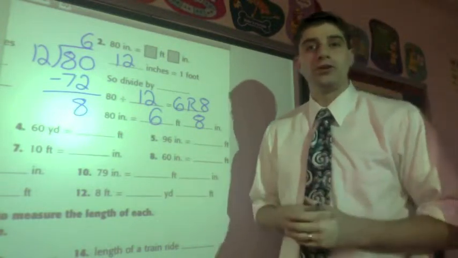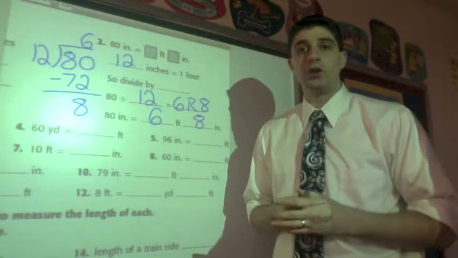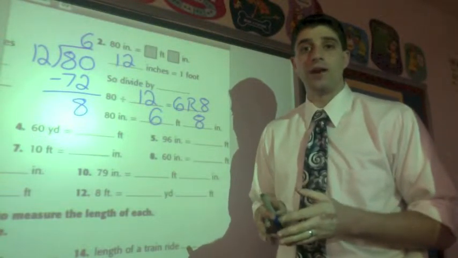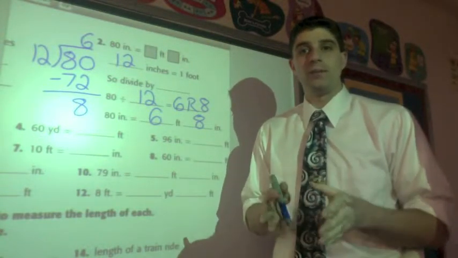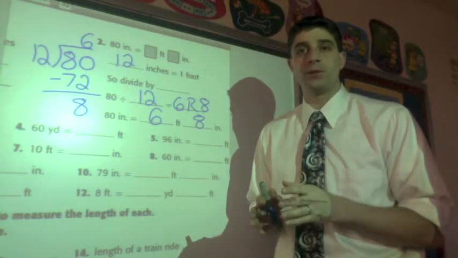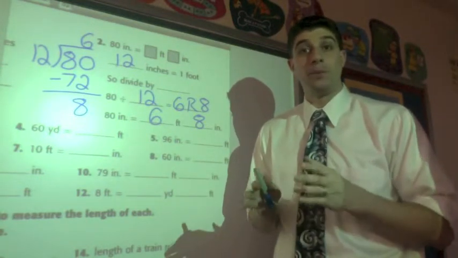Well, I hope you learned something with the conversion chart today and the units of measurement. Remember, bigger unit to a smaller unit, you're going to multiply, and a smaller unit to a bigger unit, you are going to divide.